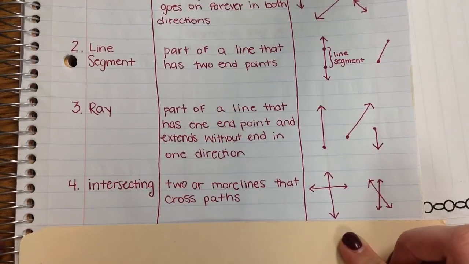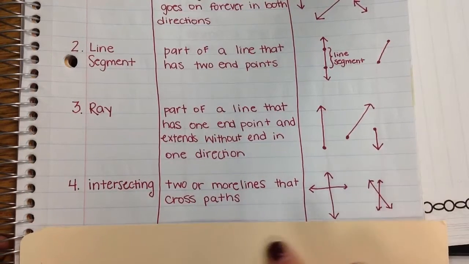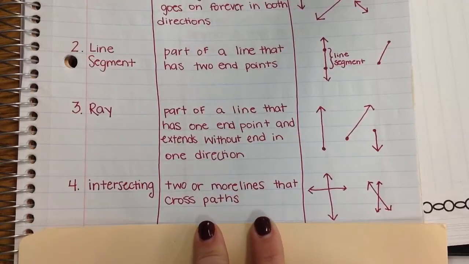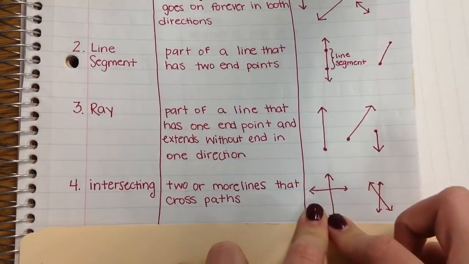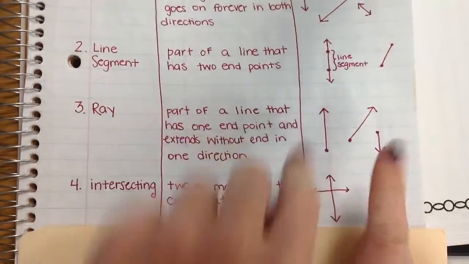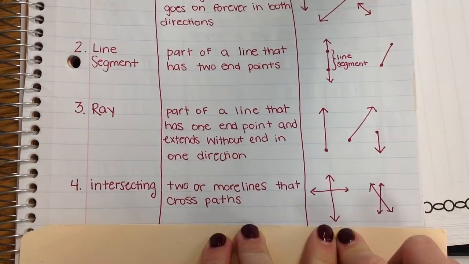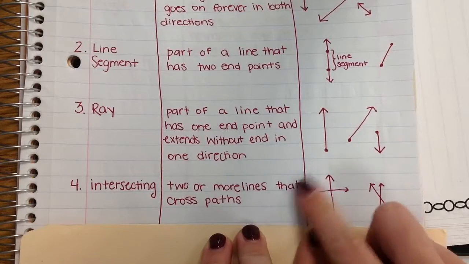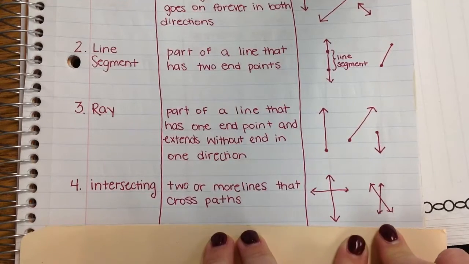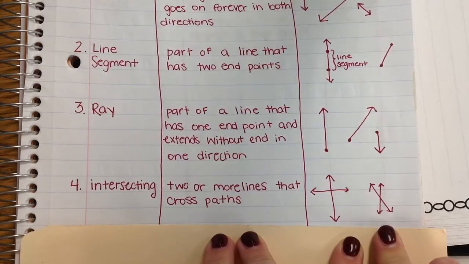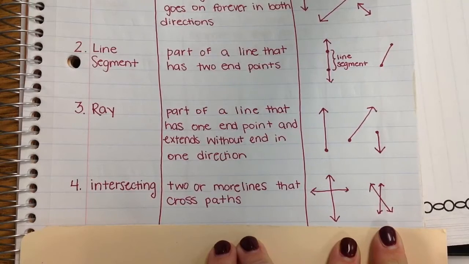Our next word is intersecting. Intersecting is when 2 or more lines cross paths. So here I have one line and another that are crossing paths. They run into each other. This is what we would call perpendicular lines. These lines are intersecting, but they are not perpendicular, and we're going to talk about that in just a minute. Pause your video and press play when you're ready to begin again.